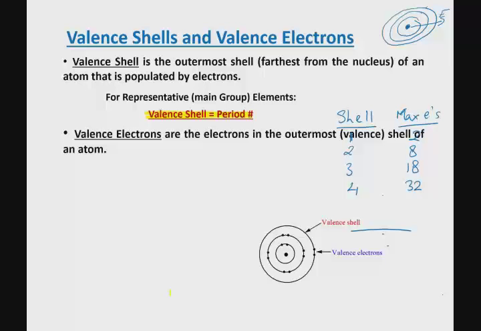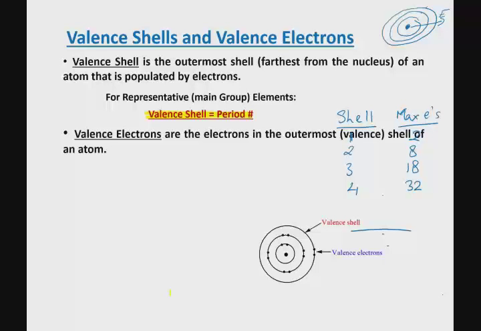So when we distribute the 12 electrons in the magnesium atom, 2 go in the first shell and the first shell is full, 8 go in the second shell and the second shell is completely full, and the remaining 2 therefore end up in the 3rd shell. Those 2 electrons that are in the outermost shell, the valence shell, are called valence electrons.